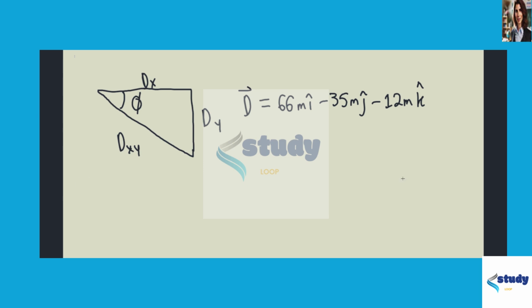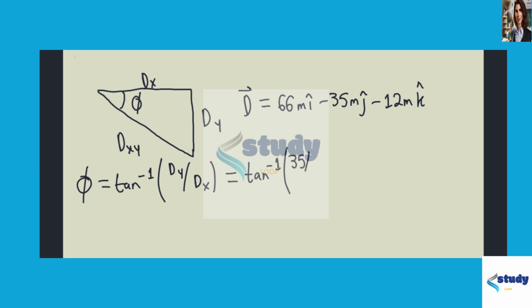So we can say that phi is going to be equal to arctan of d sub y over d sub x, just like normal. So arctan of 35 divided by 66. This is equaling 28 degrees. However, the direction would be south of east.